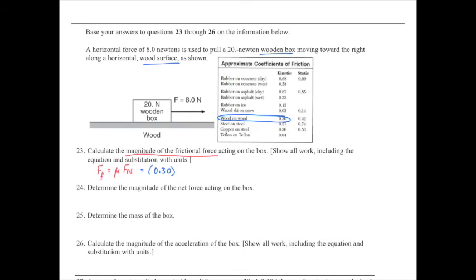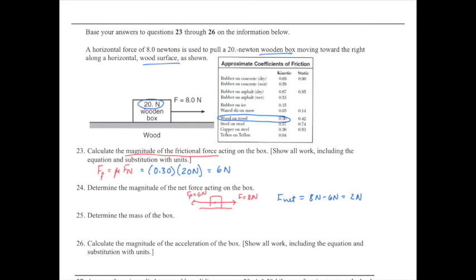But since it's already in motion, we use the kinetic coefficient, that's 0.3, times the normal force, which is the same as the box's weight, 20 newtons. So 0.3 times 20 gives us our frictional force of 6 newtons. And that we carry over into the next problem, number 24. So we're looking for the net force. If we have 8 newtons acting to the right and friction acting to the left, 6 newtons, our net force is the difference here because they're in opposite directions, and we get 2 newtons as our net force.